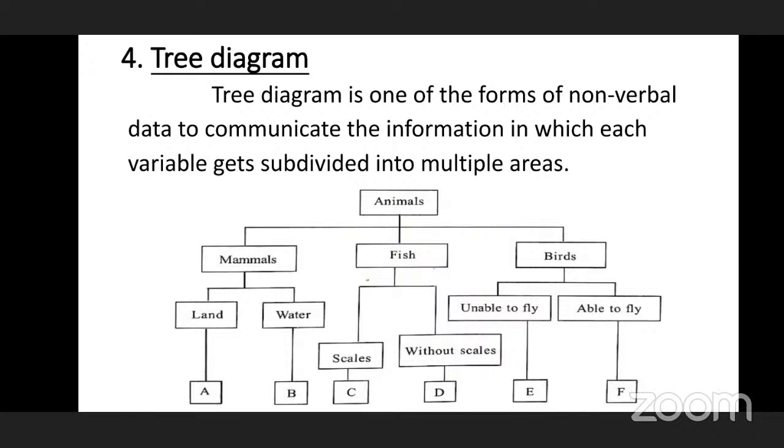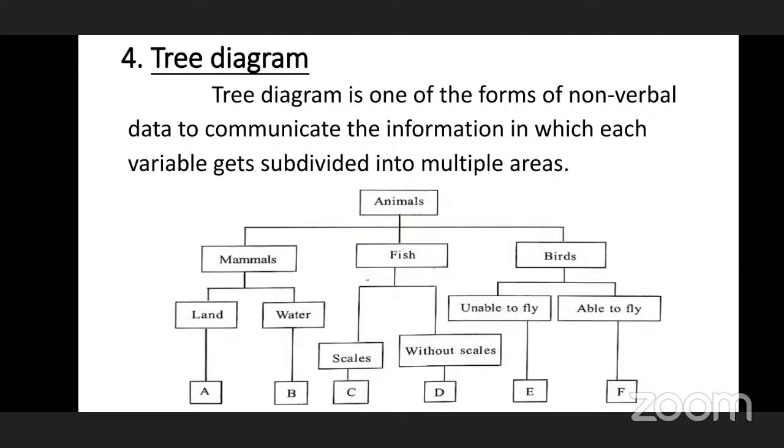So a tree diagram basically means that a particular area is discussed with the help of a tree diagram, and in order to talk more about the same concept, several other concepts are chosen, which are basically part of the primary area. Each variable gets subdivided into multiple areas as the explanation goes further. So this is how a tree diagram looks, and this is what a tree diagram means.